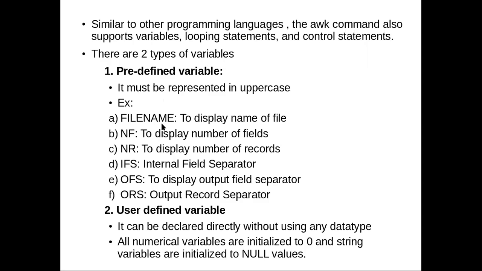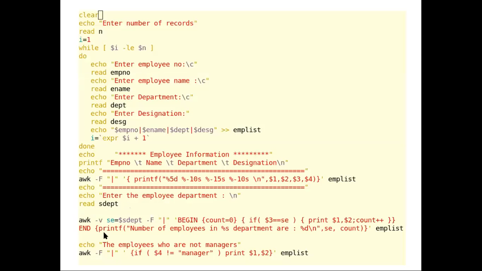FILENAME predefined variable will give the name of the file. NF will tell the number of fields. NR will tell the number of records. IFS will tell the internal field separator. OFS will tell the output field separator, and ORS will tell the output record separator.